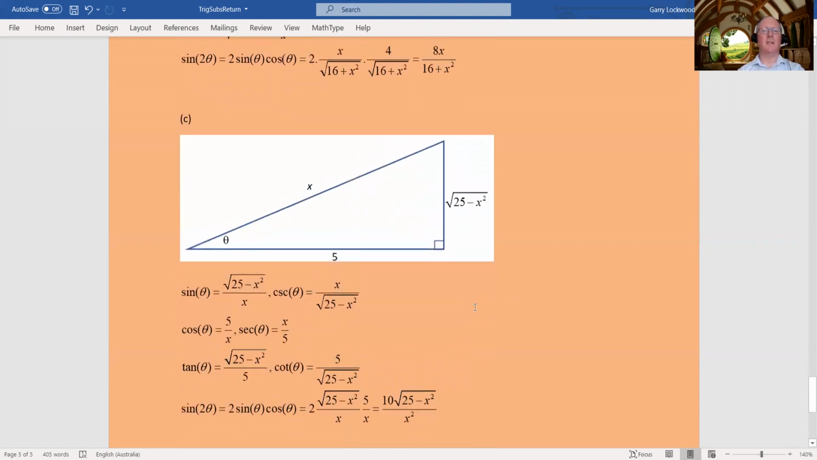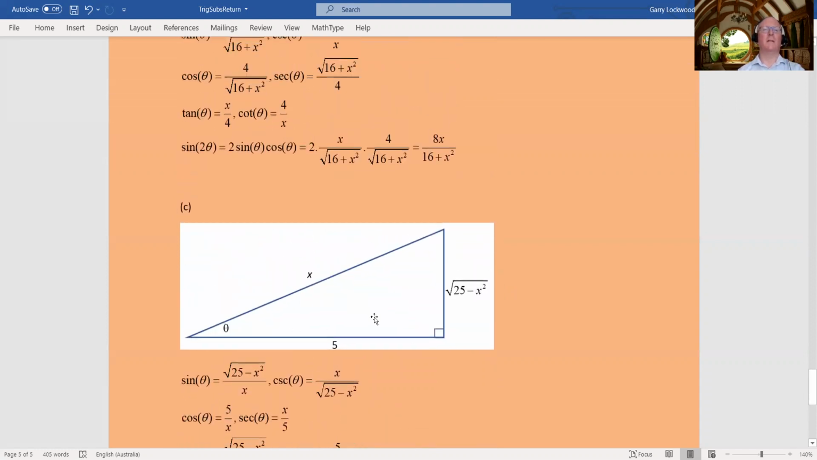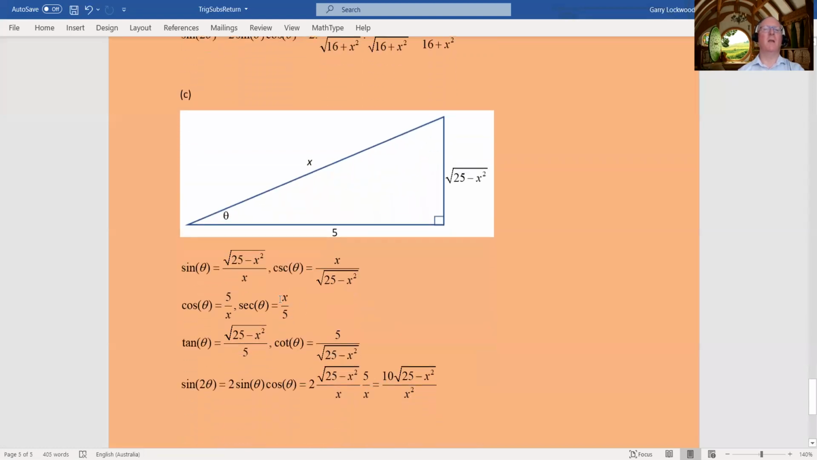Okay, how about this one? Have I done that again? No, I don't think I have. Here we go. What about those trigonometric functions based on this triangle? Again, there's my sine theta, there's my cosec theta, cos theta, sec theta. There's the tangent of theta and the cot theta. And again, sine 2 theta, 2 sine theta cos theta equals this one. So I've got x and x on the bottom. That gives me x squared. Yep, beautiful.